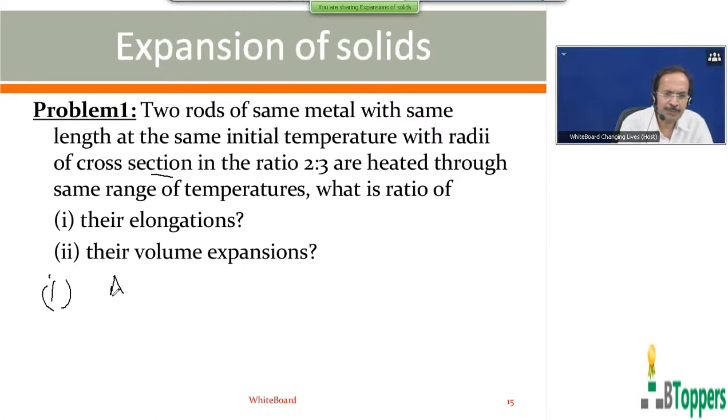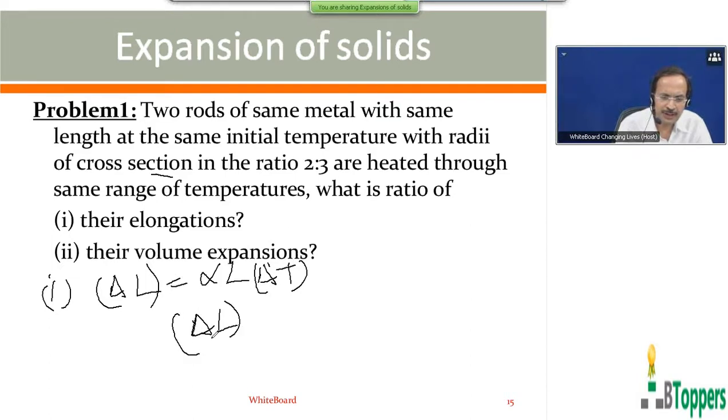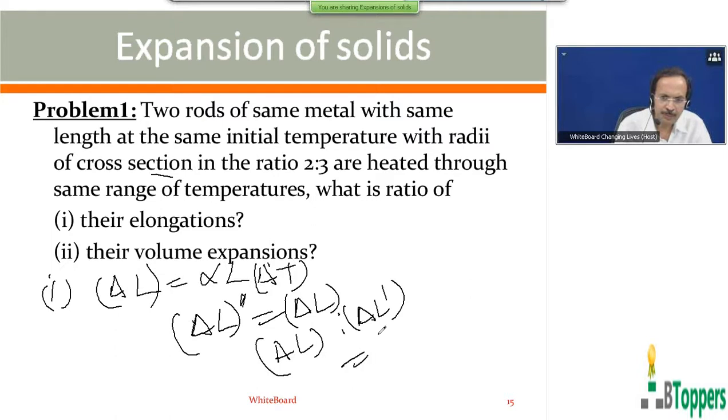Because both the rods are made up of same metal and they are originally at same temperature, so alpha is same. Original length L is also same and rise in temperature delta T is same. Therefore, elongation delta L will be same for both the rods. So elongation delta L dash for second rod is same as elongation delta L for first rod. So our ratio, the elongation of the first rod and the elongation of second rod will be 1:1. 1:1 is the answer for the first question.